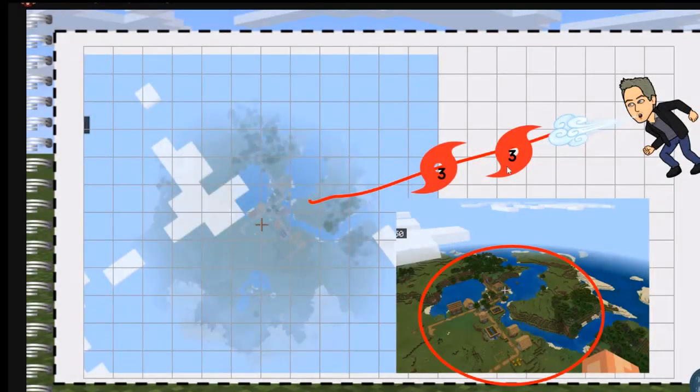So this is a Category 3 hurricane coming in, and it's expected to make landfall right here.